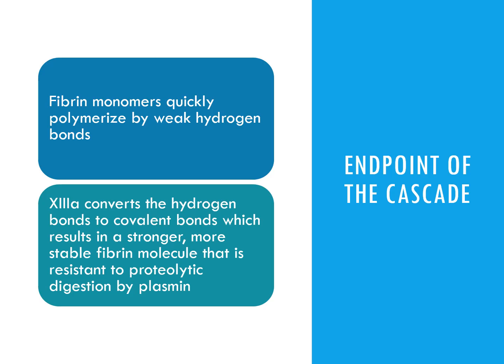But what happens is fibrin monomers quickly polymerize by weak hydrogen bonds, and then factor 13 is activated and converts those hydrogen bonds to covalent bonds. And this results in a stronger, more stable fibrin molecule that is resistant to proteolytic digestion by plasmin. And plasmin is one of the important components of our fibrinolytic system, which breaks down those clots once healing has occurred.